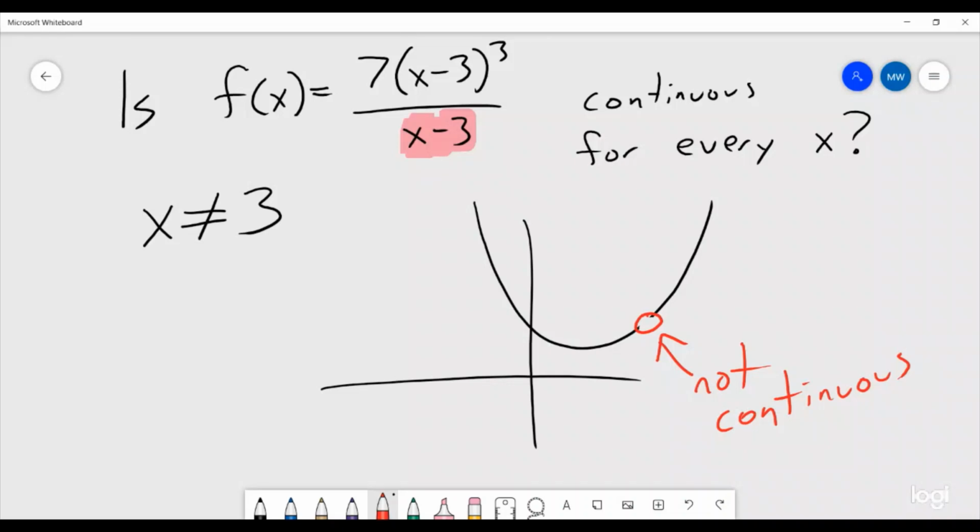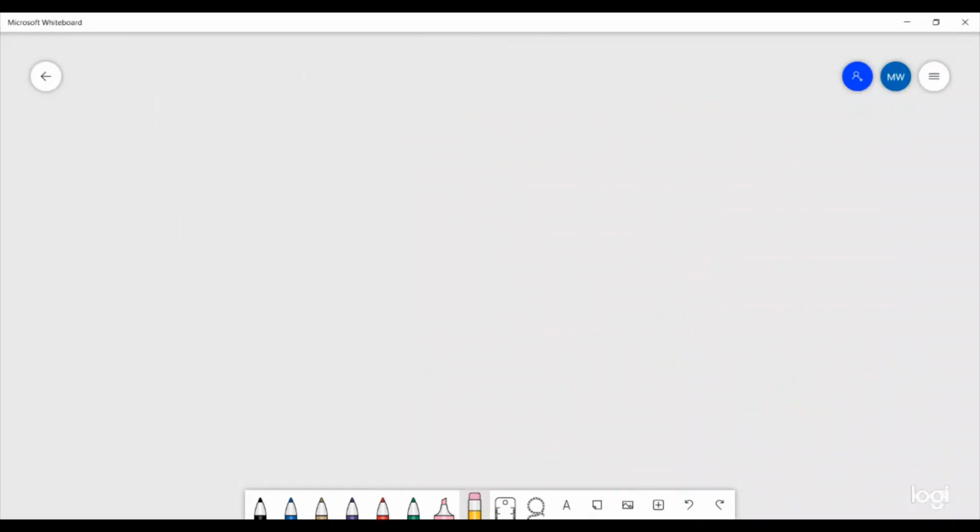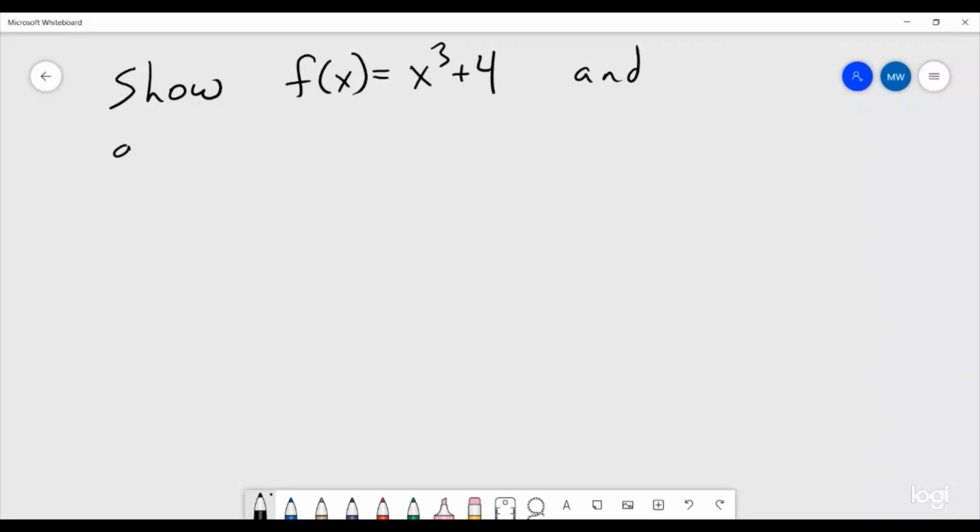Now let's go to the very last problem of this review that I'm going to go through. And this is going to be a common one on tests. I don't know if it'll show up on this particular test, but it is something that you would probably expect to show up on a test for Calculus 1 when you're talking about continuity. We might be asked something like, show that f of x equaling x cubed plus 4 and g of x equaling 2 sine of x intersect at least once.